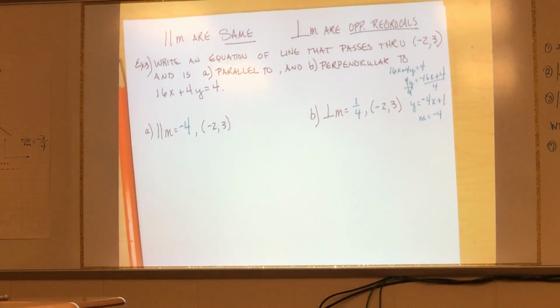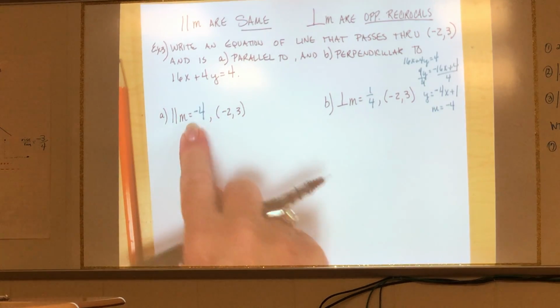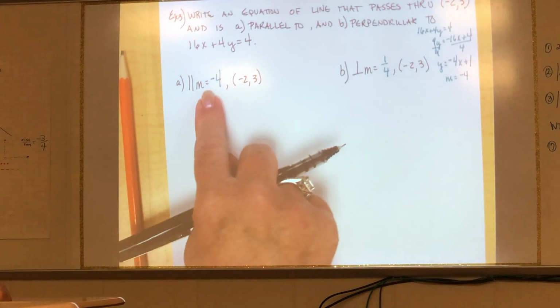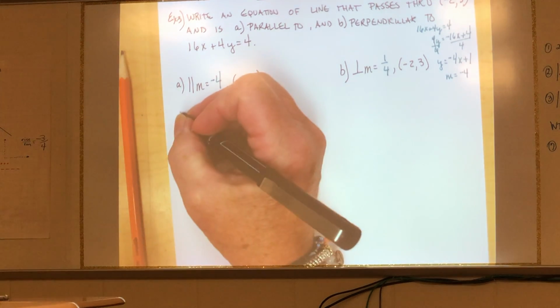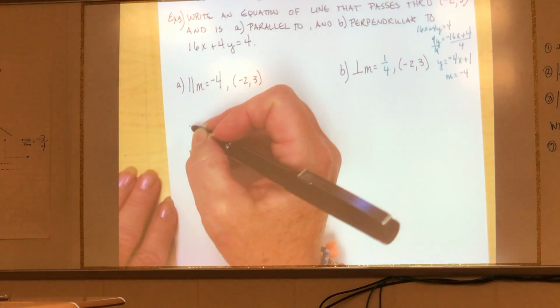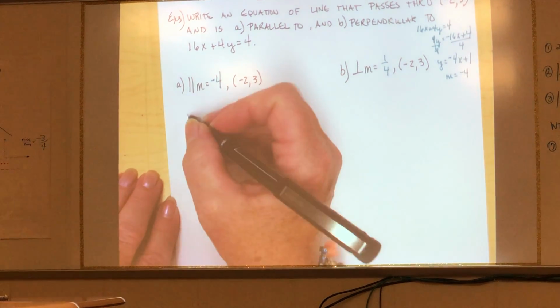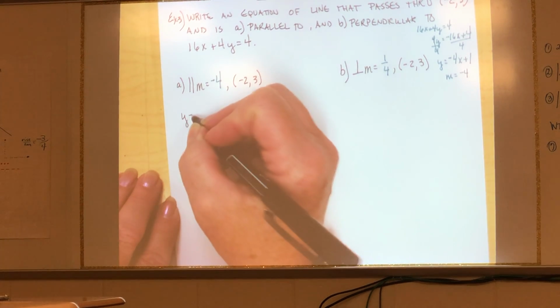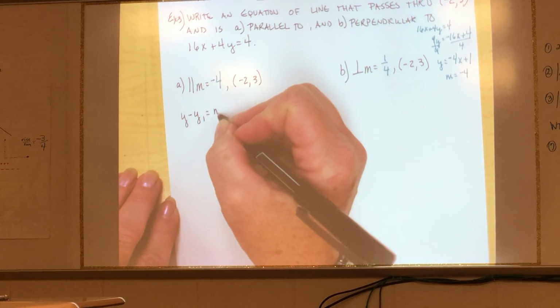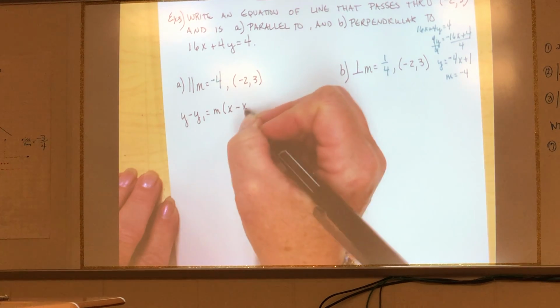Okay, so now I have a point and a slope. A point and a slope. Guess what I'm going to use? Point slope formula. And I'm going to write it down until I know it really well. So y minus y sub 1 equals m times x minus x sub 1.